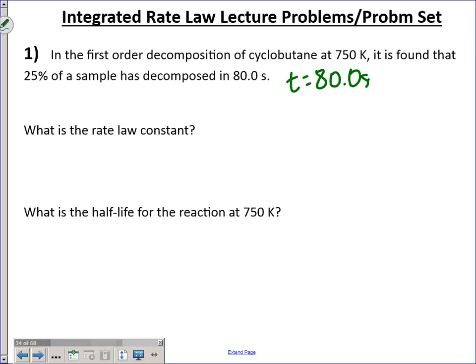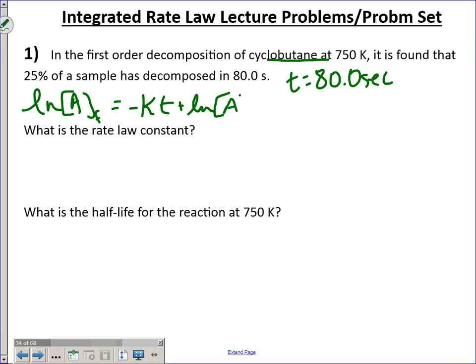Okay, so we're saying 80 seconds is our time. We're saying this is a first order reaction. First order reactions have an integrated rate law of what? What's our integrated rate law for first order? What's our Y? Natural log of concentration. Is this final or initial? Final. And I'm using A. I could put cyclobutane in there, but I'm not. Equals negative kt plus ln of the initial concentration. Okay, so it told us it was first order, so we got the integrated rate law.